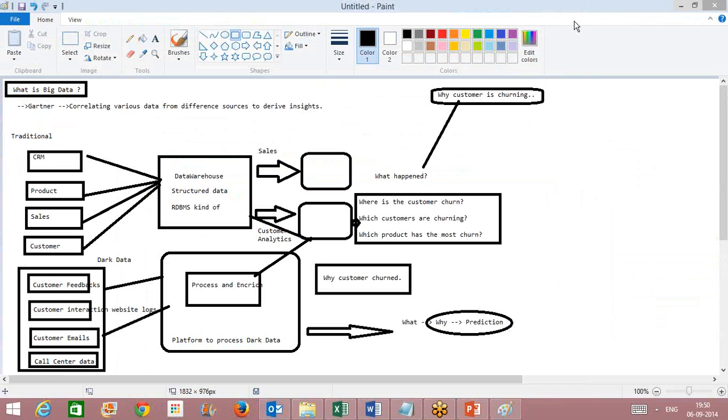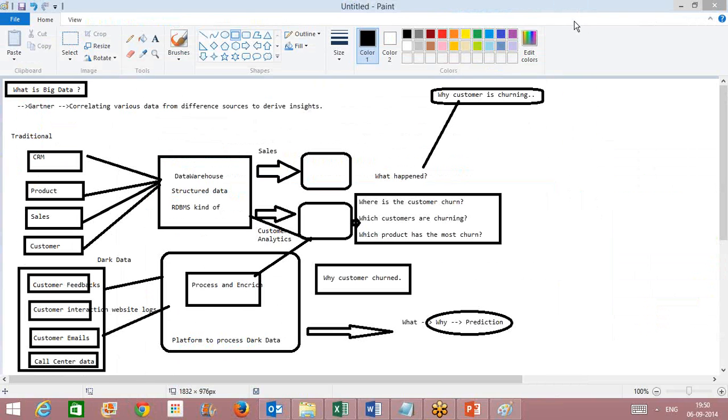So what we were looking at is we just started with introduction to big data, and I was going at the business perspective of big data, and we are saying that big data is all about correlating various data from different sources to derive insights. Now to give an example of that, we took a customer churn analysis example. We want to understand why customer is churning.